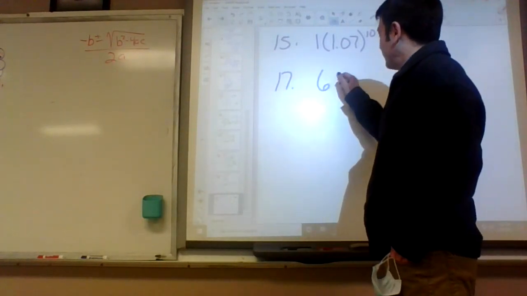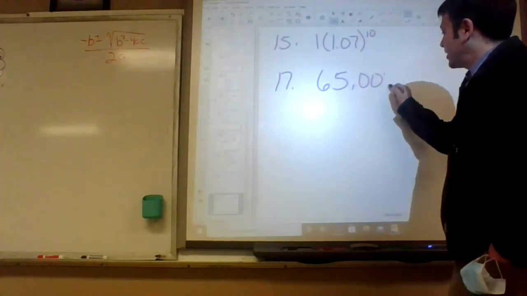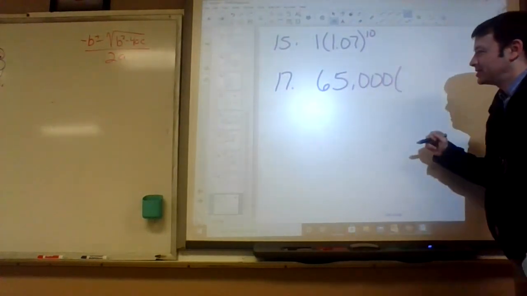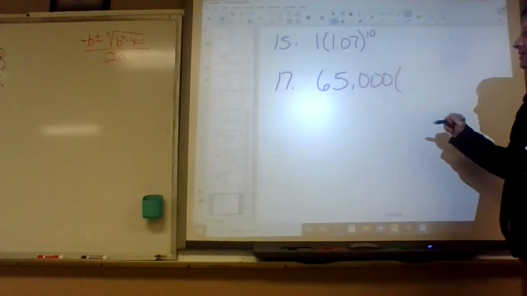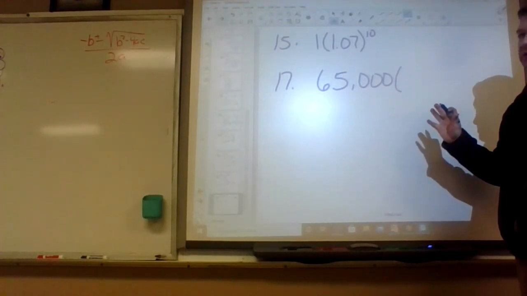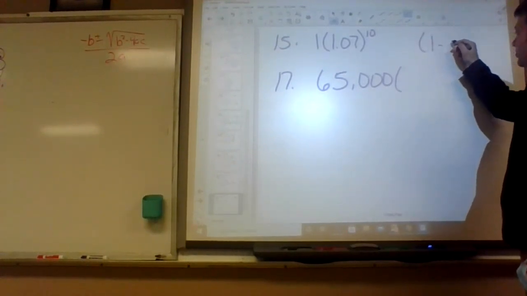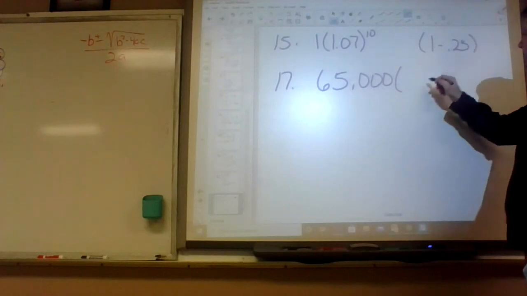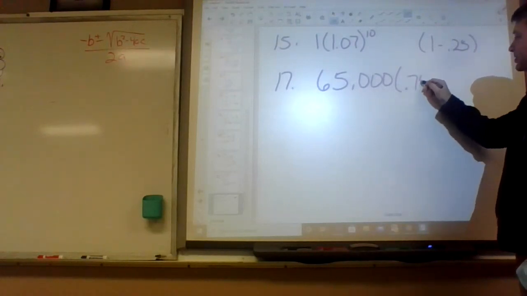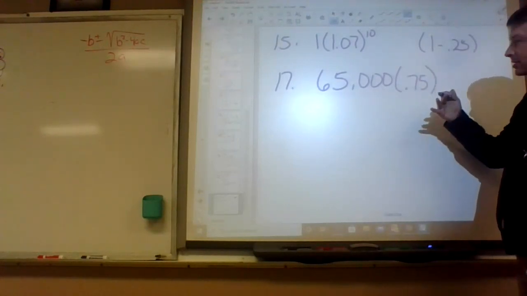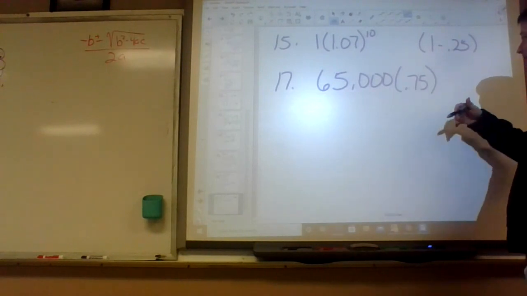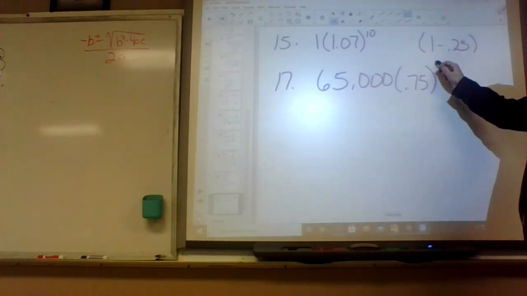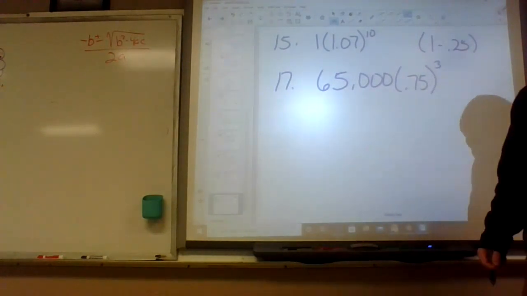So we're starting at 65,000. If we're dropping 25% of what it was, right? Then it's like 1 minus 25%. So it's only going to be 75% of what it was after 1 year, and then 75% of what it was after that, and I think it says 3 years, right? So.